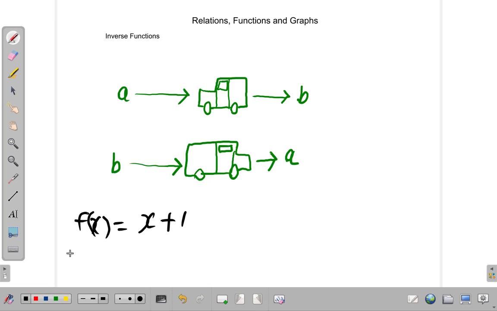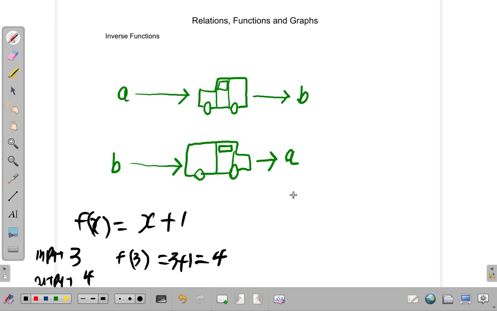Let's say we put 3 into the function. Right? Our input is 3. Now, what we're finding is f of 3. And we say f of 3 is 3 plus 1 equals 4. So, you put in 3 and the output is 4.